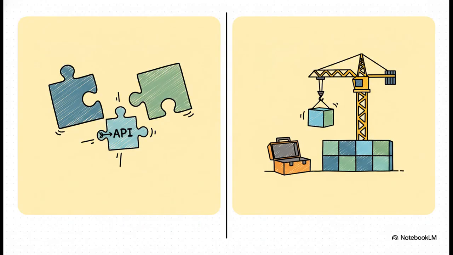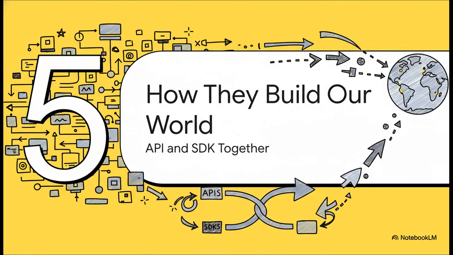So really, the choice boils down to one simple question. Are you trying to integrate or are you trying to build? If you just need to pull in some weather data or process a PayPal payment, you use an API. If you need to build a brand new iPhone app from the ground up, you're going to download that iOS SDK. So as we bring this all home, it's so important to see that these two things don't compete with each other. They actually work together. They collaborate to build the digital world that we all live in.